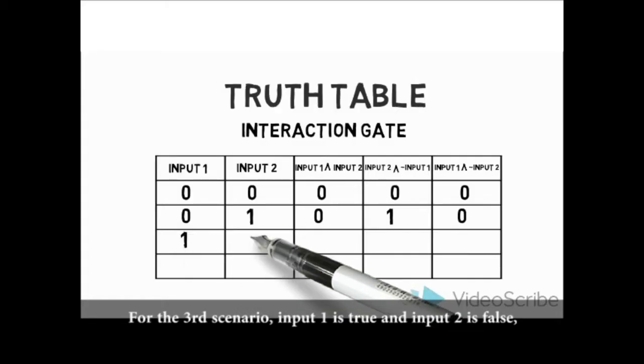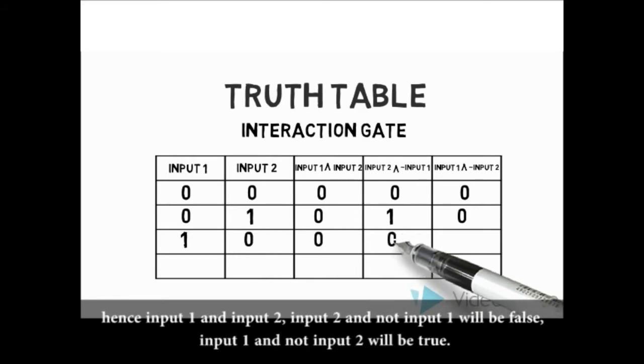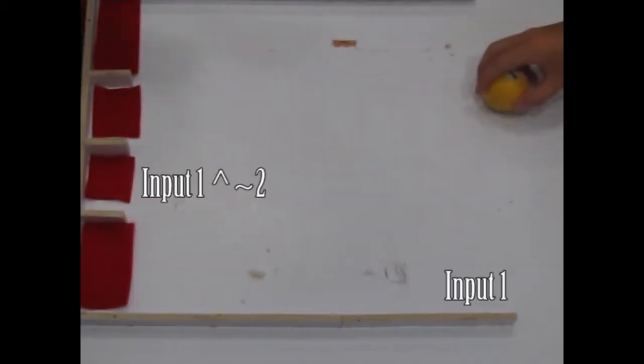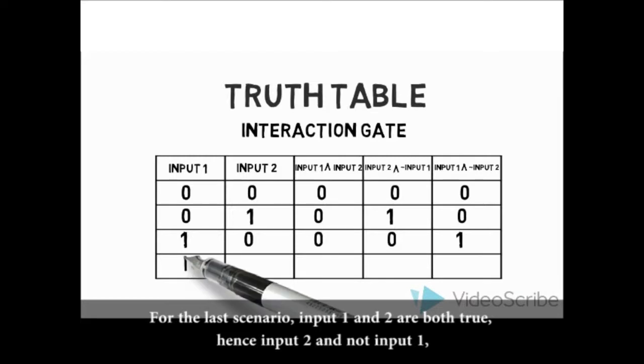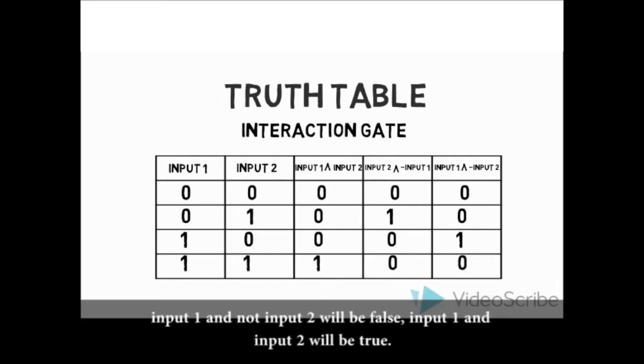For the third scenario, input 1 is true and input 2 is false. Hence, input 1 and input 2, input 2 and not input 1 will be false. Input 1 and not input 2 will be true. For the last scenario, input 1 and 2 are both true. Hence, input 2 and not input 1, input 1 and not input 2 will be false. Input 1 and input 2 will be true.